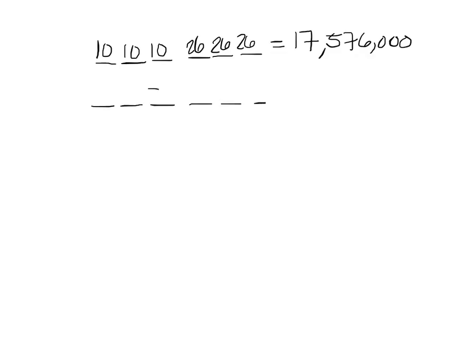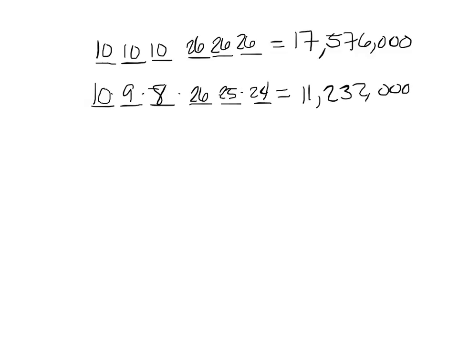Because if you can't repeat, once you use a letter or a number in the first one, so you had 10 choices for that first slot, that number is no longer available. So now you only have 9 available. That's no longer available, so you just have 8 available. And then for the letters, we've got 26, 25, and 24. So as we multiply all of those together, we're going to have 11,232,000. So that narrows down how many different possibilities we have a little bit more.